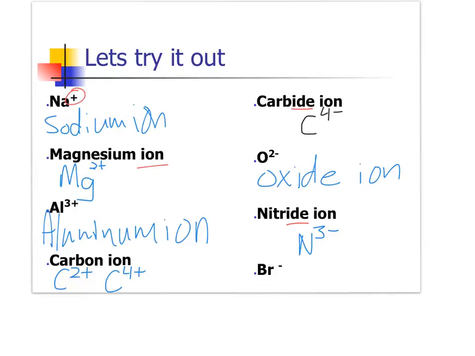Bromine with a negative charge here. Br is for bromine, and because it has a negative charge, we have to call it bromide. And then add ion at the end of it.